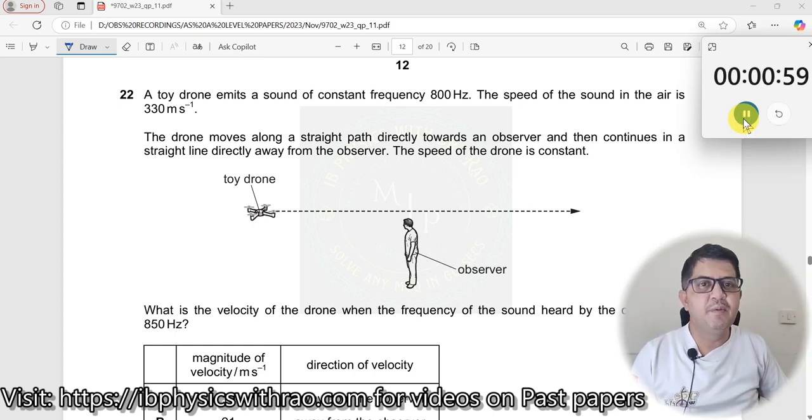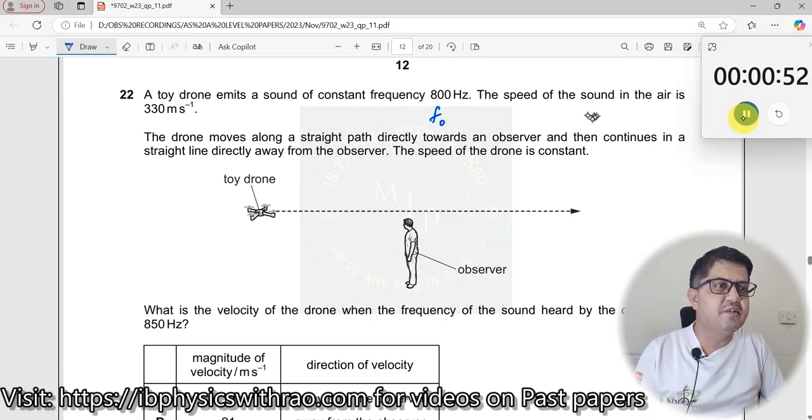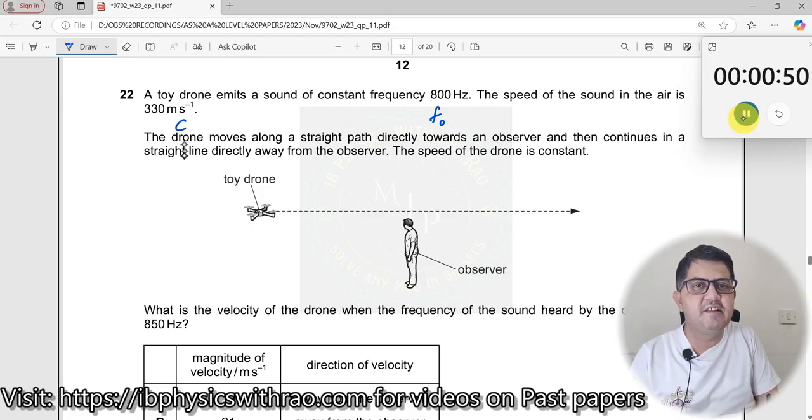Question number 22. A toy drone emits a sound of constant frequency 800 Hz. This is your actual frequency F0. Speed of the sound in the air is 330 meters per second. This is the value of speed of sound.